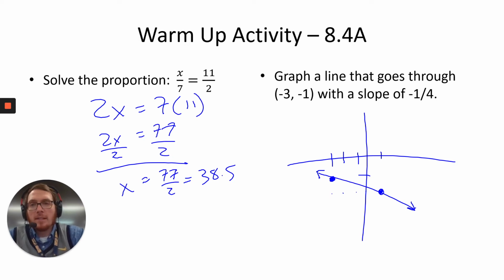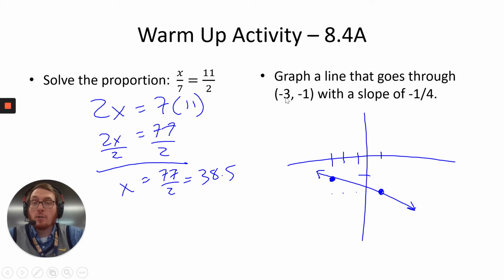A few review pieces. I think this proportion question, cross multiplying, should be fairly routine at this point for most students. So x times 2 is 2x, 7 times 11 is 77, and then divide by 2. Remember, this improper fraction of 77 over 2 is not a bad answer. You might have to write it as a decimal or a mixed number, so just make sure you're aware of that as you're going through those situations.